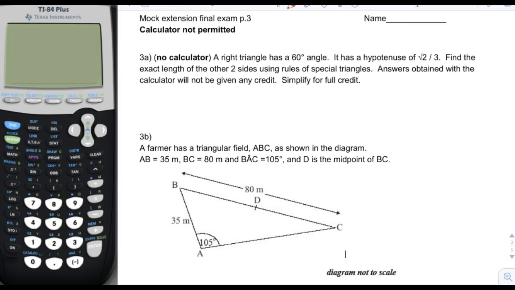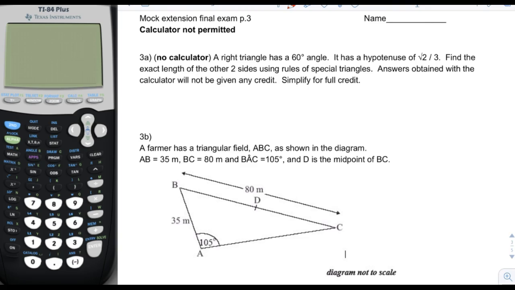Okay, here we are on trigonometry, section 3. Again, a reminder not to use a calculator. A right triangle has a 60-degree angle. It has hypotenuse the square root of 2 divided by 3. Find the exact length of the other two sides using rules of special triangles.